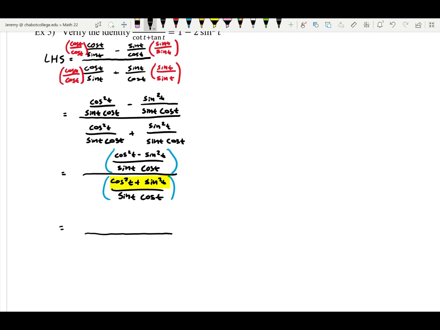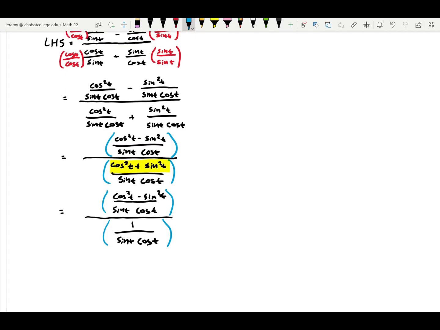Okay, and is there anything else good going on? Not really. I don't see any other obvious substitutions to make right now. Let's just leave everything else as is. So the numerator is going to stay. Right, that's not going to change. But down here we'll have 1 over sine t cosine t. So we'll have this now.